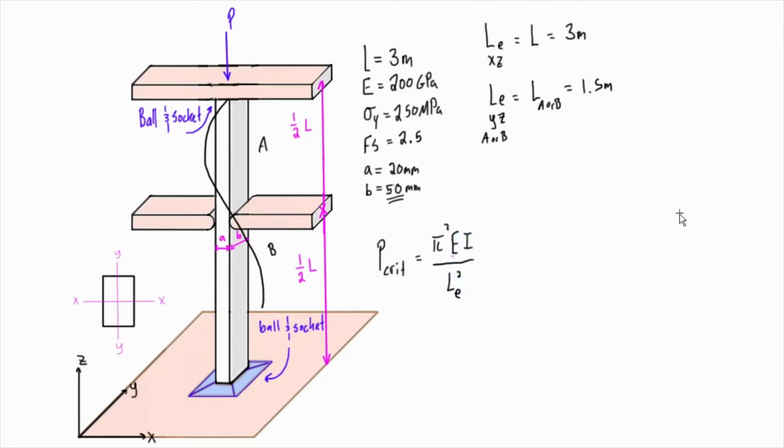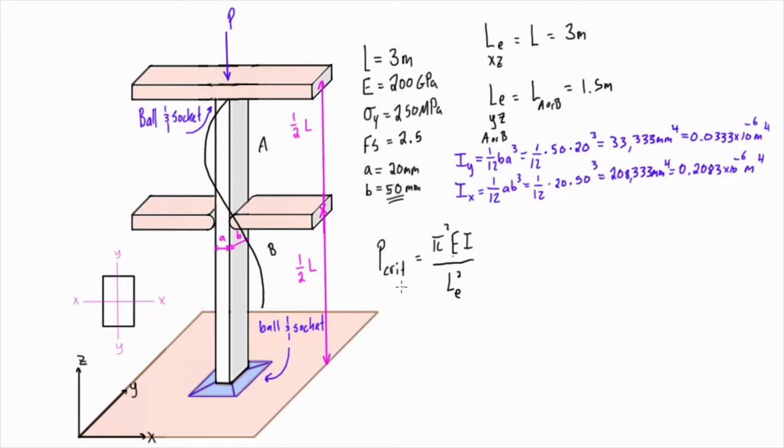We will be using this expression here for P critical for buckling in each of those directions, but before we do that, we're going to need the moment of inertia about the x-axis and the y-axis, so I'll just throw those up right here. For buckling in the YZ plane, let's throw in the subscripts here. We're going to need the moment of inertia about the y-axis. If we throw in all the numbers, including the subscript YZ for the effective length, we're going to find that the P critical is equal to 29.2 kilonewtons.